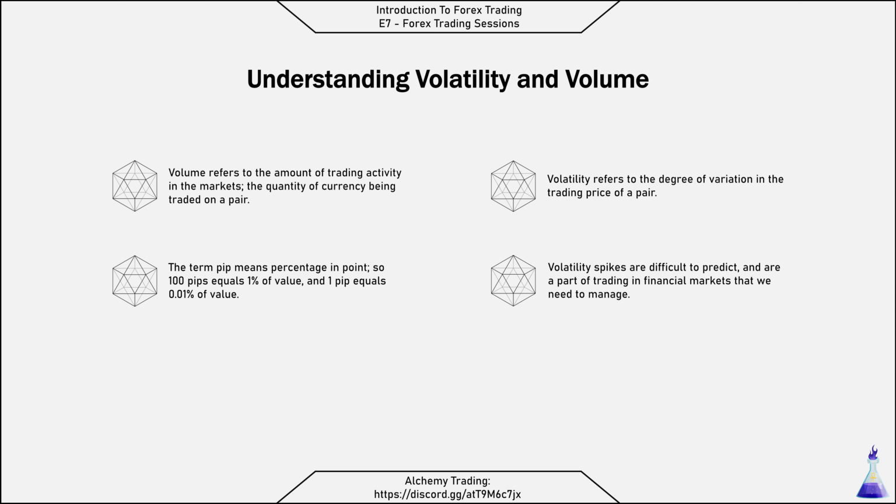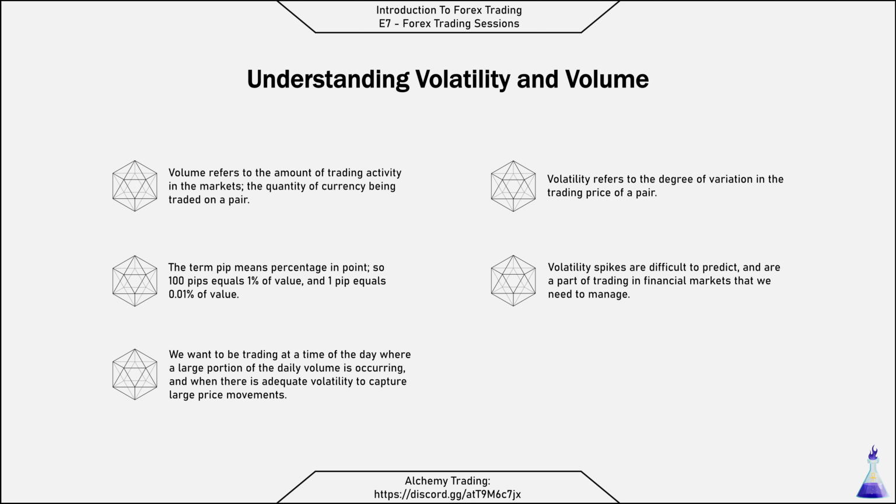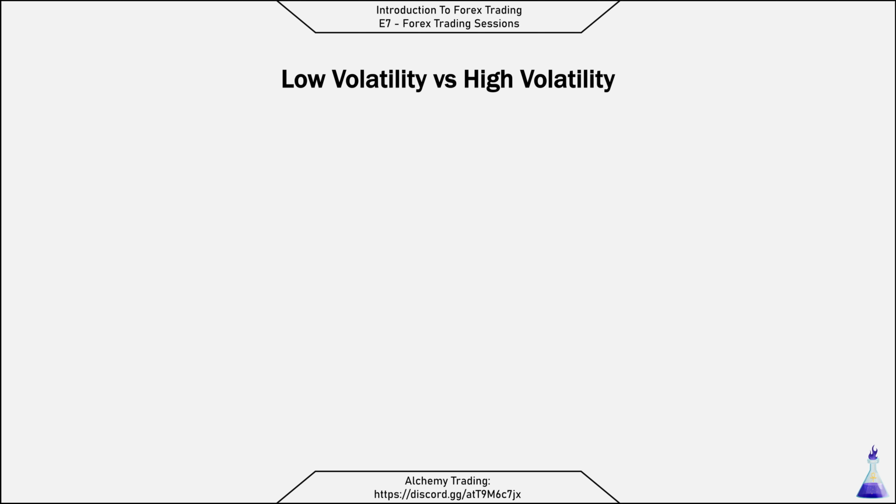When thinking about volume and volatility, we need to make sure not to get confused between the two. Volume is simply how much is being traded, while volatility is how big the price movements are in the markets. We ideally want to be trading at a time of day where a large portion of daily volume is occurring, and when there is adequate volatility to capture large price movements. The highest trading volume typically occurs between the crossover period of London and New York, because both markets are open at the same time. Let's talk a bit more about volatility.